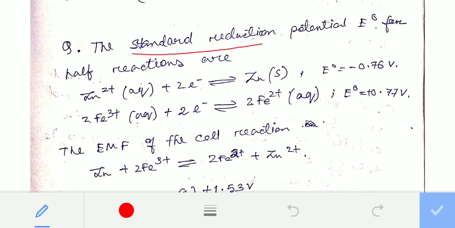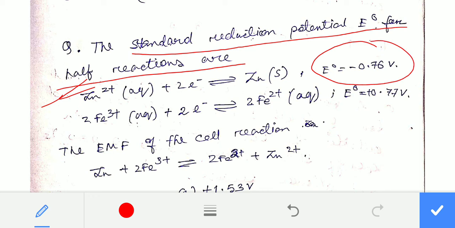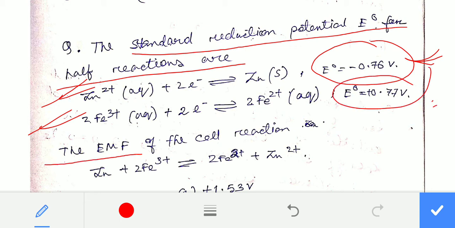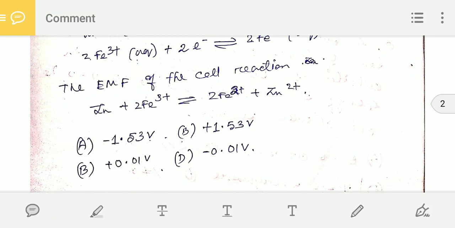The standard reduction potential E0 for half cell reactions is given: for Zn2+ to Zn, the reduction potential is E0 equals minus 0.76 volt, and for the half cell reaction Fe3+ converting to Fe2+, the reduction potential is E0 equals plus 0.77. Now we need to calculate the EMF of the cell.